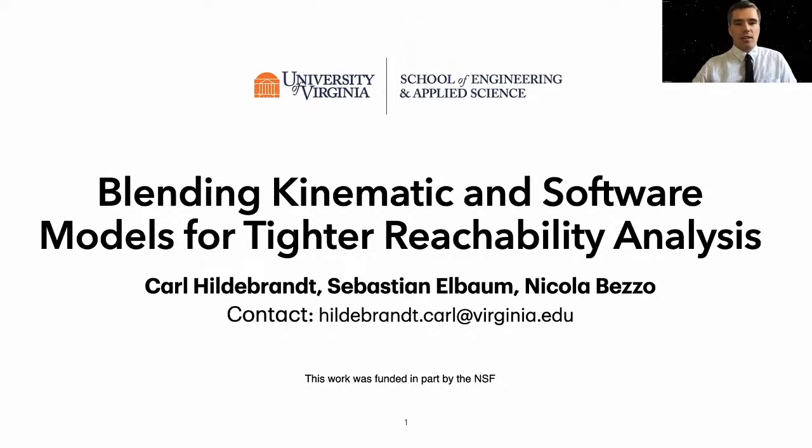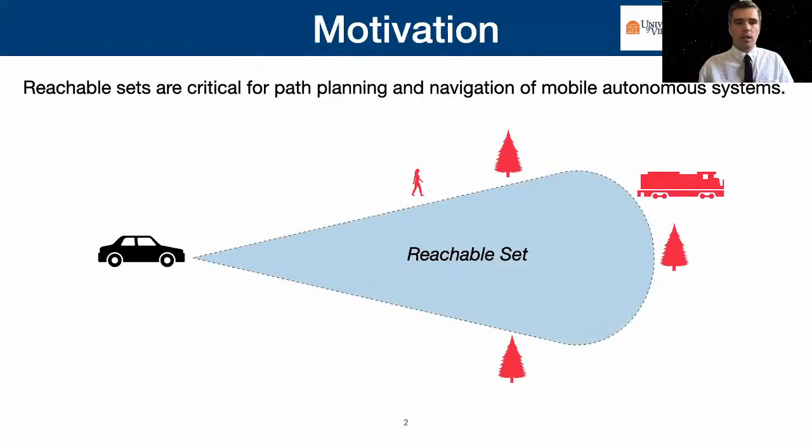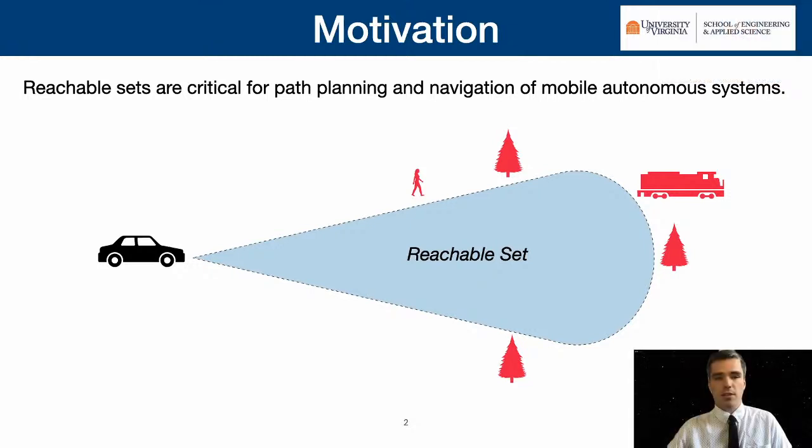Hi, my name is Carl, and today I'll be giving a presentation on our paper Blending Kinematic and Software Models for Tighter Reachability Analysis. As autonomous mobile robots have increased in popularity, so has it become more critical to accurately predict what states they enter during their operation. A reachable set is a common tool used to provide such predictions.